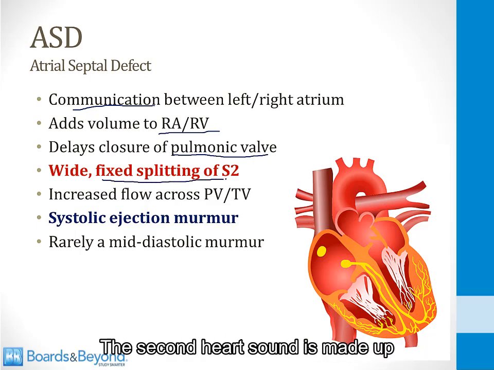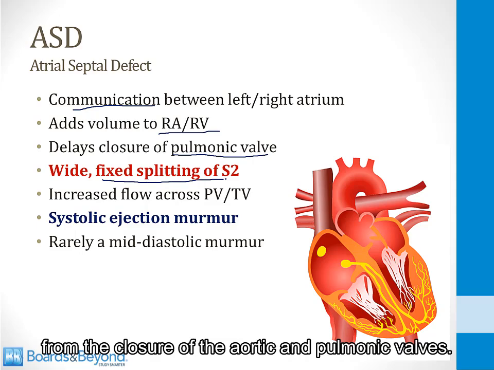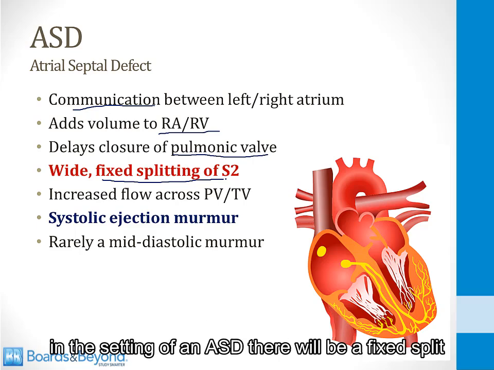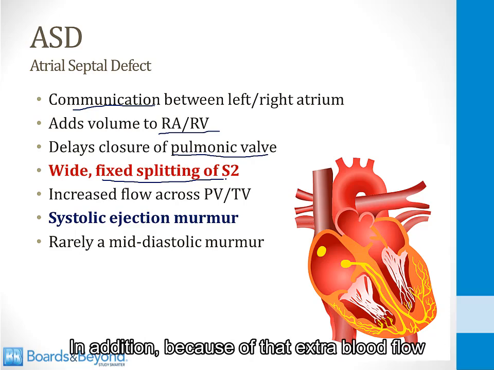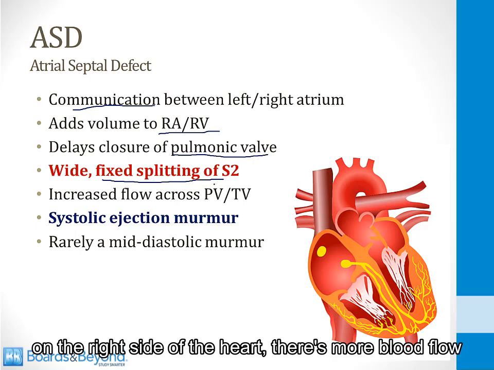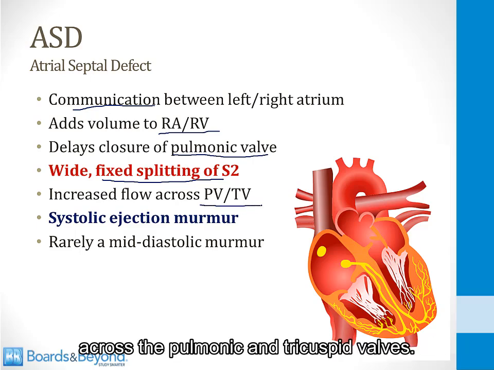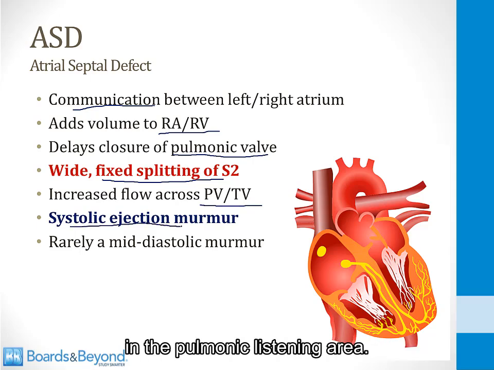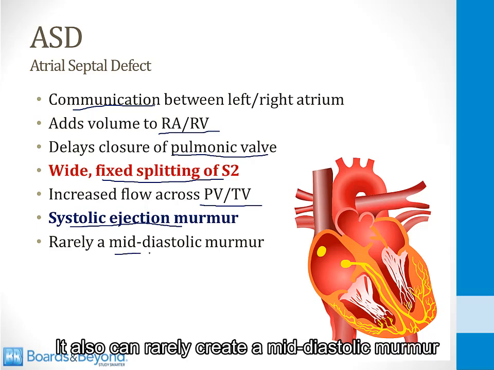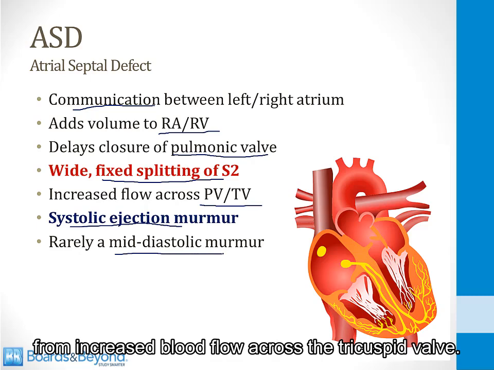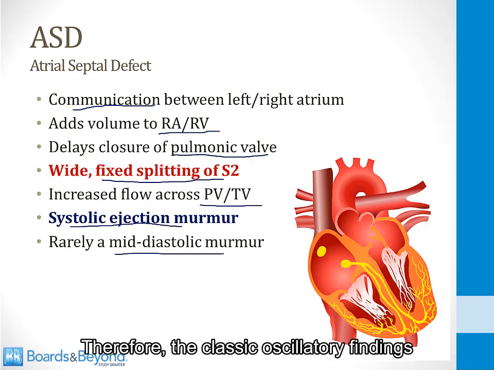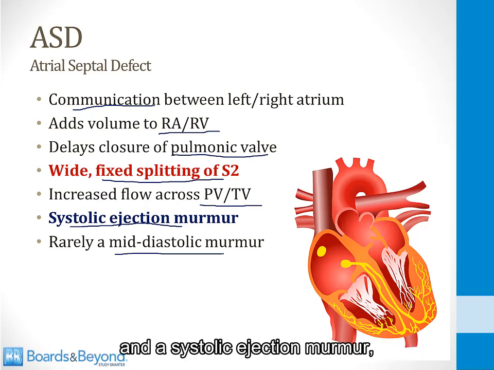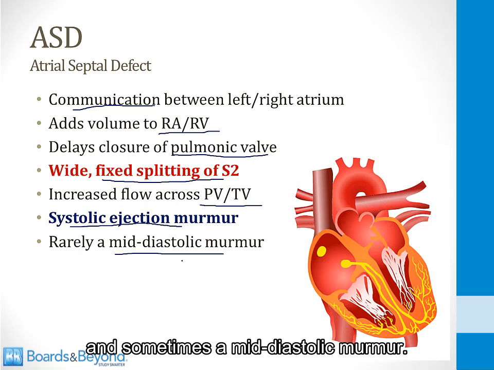The second heart sound is made up from the closure of the aortic and pulmonic valves, and because the closing of the pulmonic valve is delayed in the setting of an ASD, there will be a fixed split of the second heart sound. In addition, because of that extra blood flow on the right side of the heart, there's more blood flow across the pulmonic and tricuspid valves. This often creates a systolic ejection murmur in the pulmonic listening area. It also can rarely create a mid-diastolic murmur from increased blood flow across the tricuspid valve. Therefore, the classic auscultatory findings in the setting of an ASD are a wide fixed split of the second heart sound and a systolic ejection murmur, and sometimes a mid-diastolic murmur.